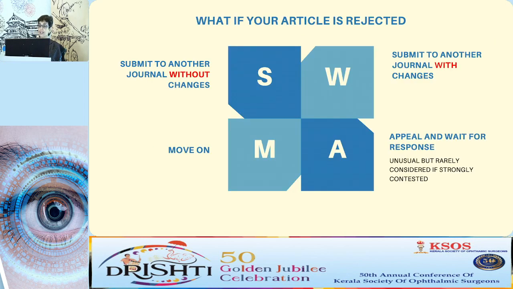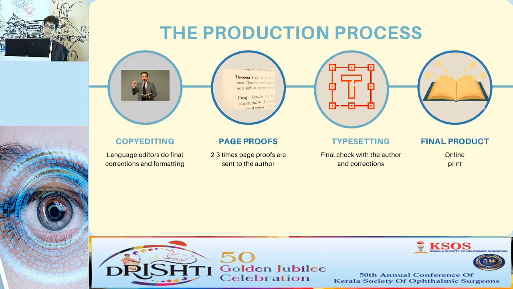So what if your article is rejected? You have 4 options. You can submit to another journal without any changes, or you can submit to another journal with the changes suggested by the peer reviewer. Unusually and rarely, you can appeal to the given journal and wait for their response. Or you can move on.